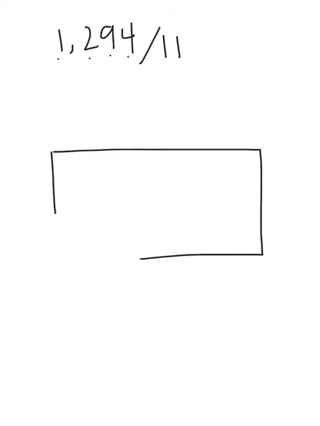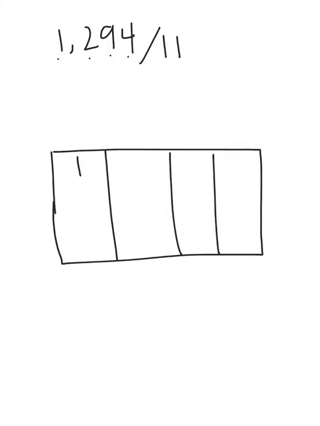So again, we have 1,294 divided by 11. And I call this the box method. There are 4 digits in my dividend, so I'm going to make a box that's divided into 4 different parts. And then we're just going to put a digit of the dividend in each box. So a 1, a 2, a 9, and a 4. You guys with me? And then I'm just going to put my divisor of 11 over here on the side so I don't forget it.